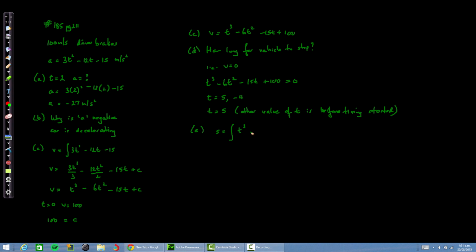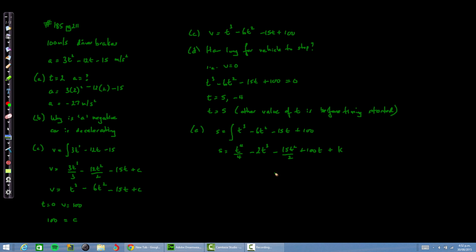So let's integrate our velocity function. Okay, so for this here, that will be 6t cubed over 3, which will become 2t cubed minus 15t squared over 2 plus 100t and a constant. Now you can call that c, but if that confuses you because you've already got c over here, we'll just call it something else like k for constant. Now how are we going to find that?